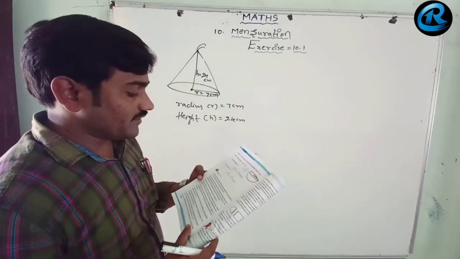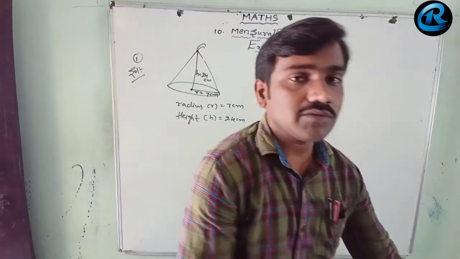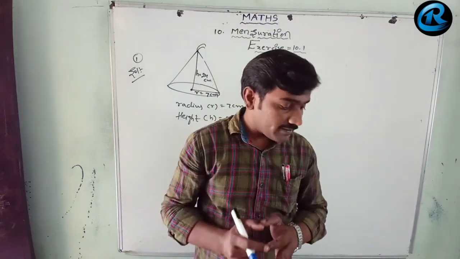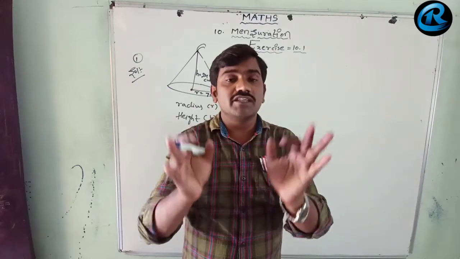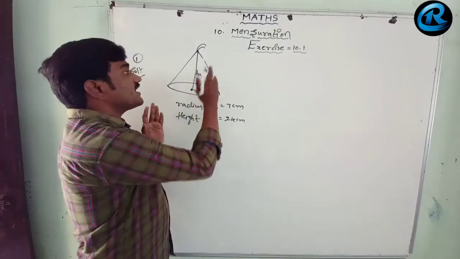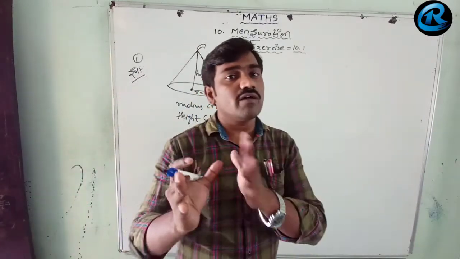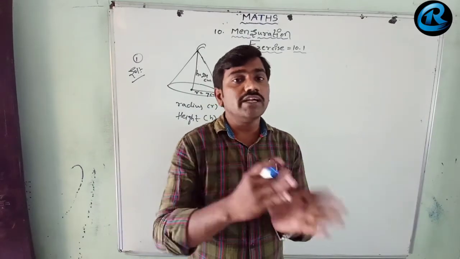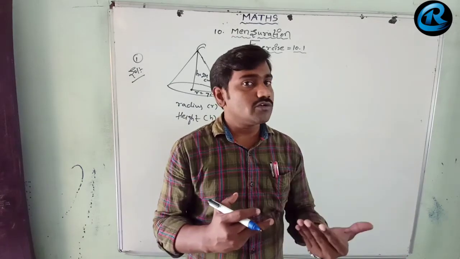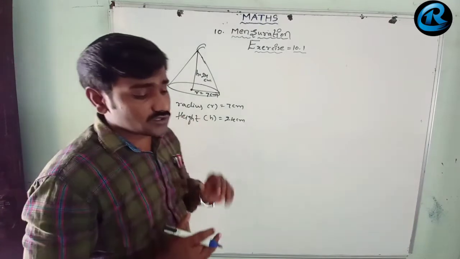And find the area of sheet required to make 10 such caps. To prepare 10 joker caps, how much paper sheet area is required? First, if you find out how much area is required to make one joker cap, and then multiply by 10, we get the area of paper required for 10 joker caps. So let us first find out the paper sheet required for one joker cap.